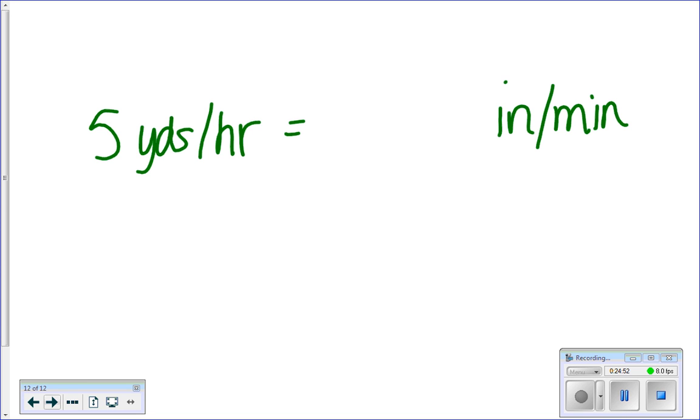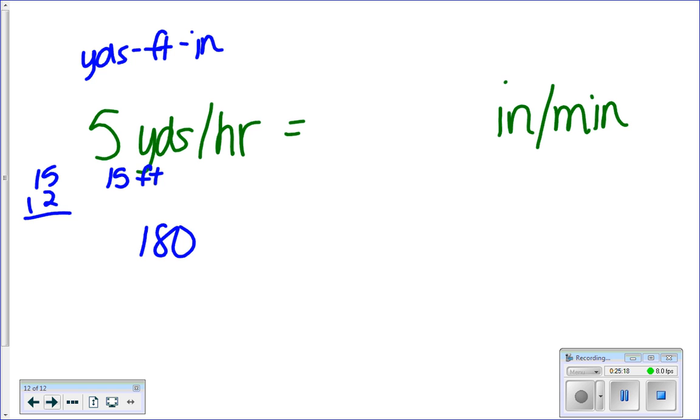Yep, that's a tricky one. Does everybody understand how we did that? We had to go from yards to, what was it again? Feet to inches. So I had to change this to feet. So there's 3 feet in a yard, so this is actually 15 feet. And then I have to change that to inches, so 15 times 12. What is that? 180 inches per hour. Okay, does that make sense to everybody?